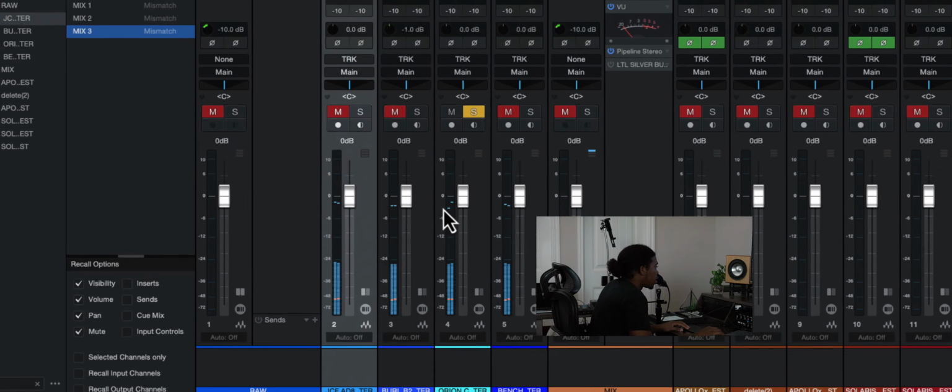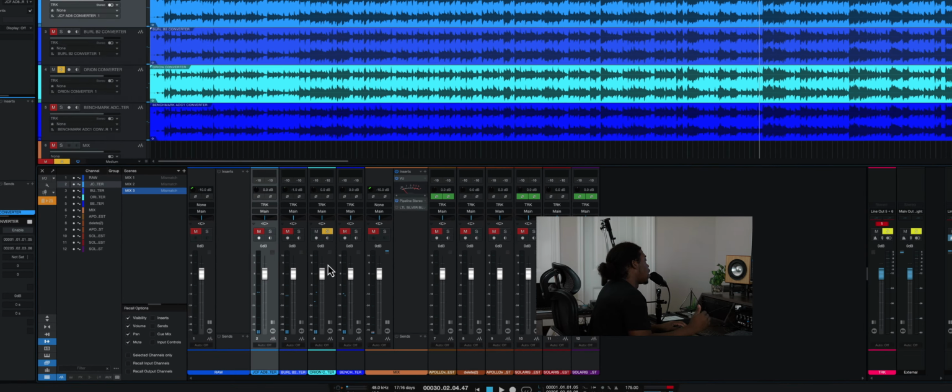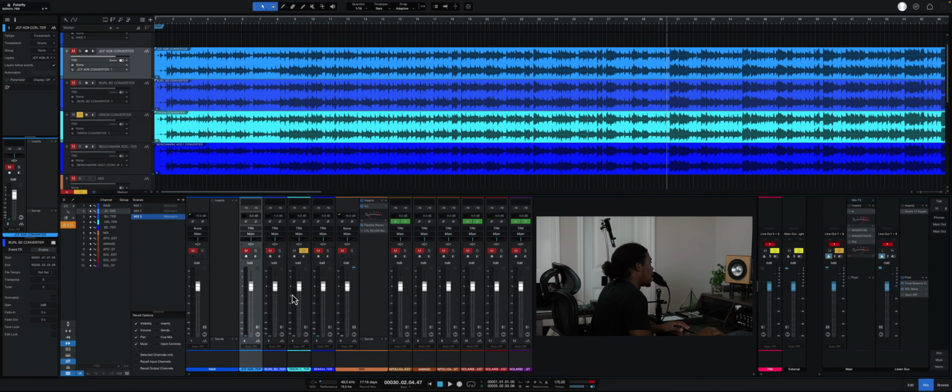Matter of fact, if you look at the meters, you can tell on the Orion that it's hitting a line a little bit harder. Now, whether it was mastered that way or it was just a little bit hotter, I don't know. But as far as these files go, this is what I'm getting.